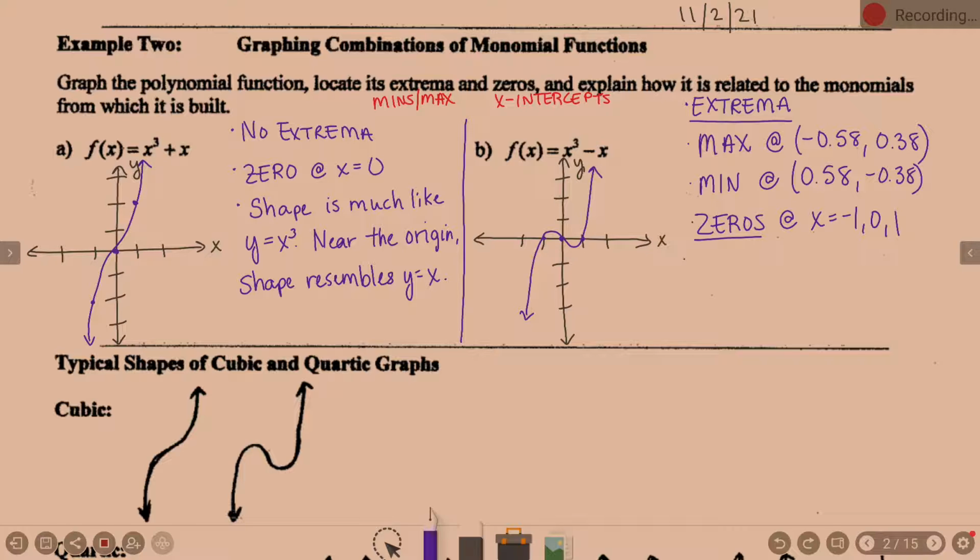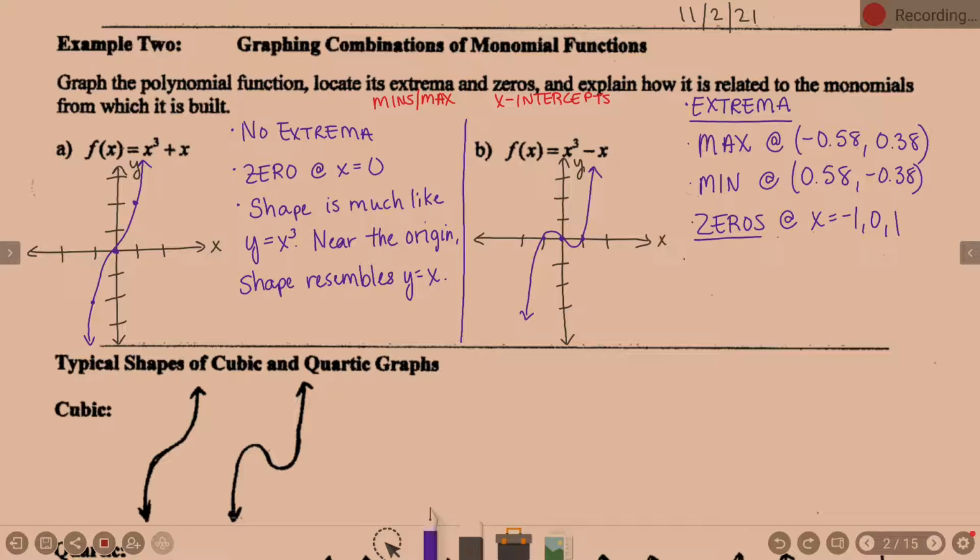And the third piece is to talk about the shape based on the monomials that made this up. Well, overall, if we look at the shape of this graph, what's it look like overall? Does it still kind of look like y equals x cubed? Overall, general shape of the graph, it still has that general y equals x cubed look. And if I turn that graph back on, you'll kind of see that. Okay?